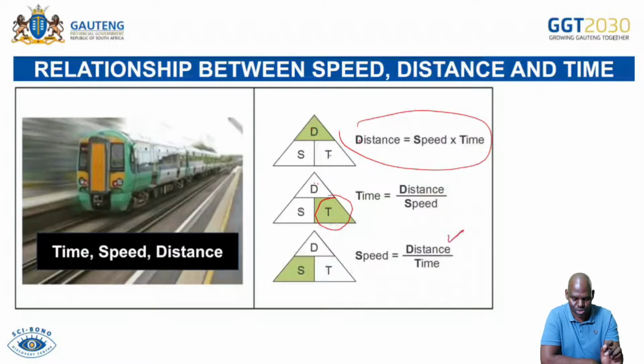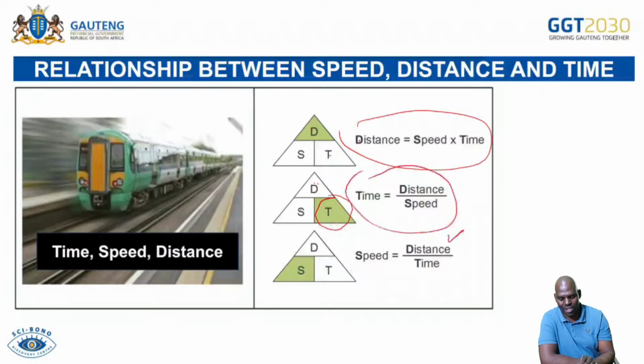Just familiarize yourself with this triangle so that you do not get confused in the examination, especially if the examiner gives you a formula that you are not going to use. The examiner will give you the formula in this format, say time is equal to distance over time, but they say calculate distance. So it means you'll have to change that formula. You must know how to change it.